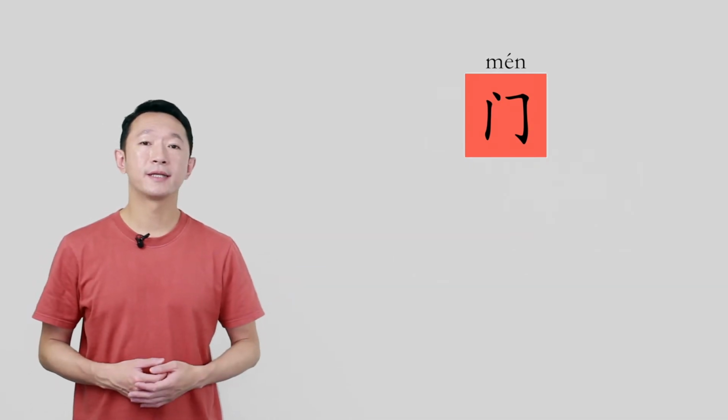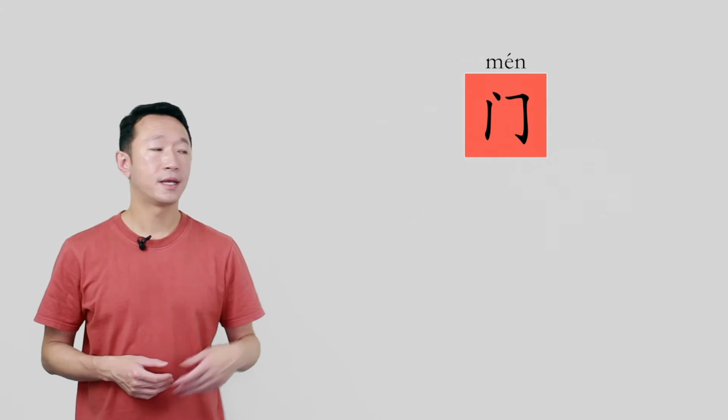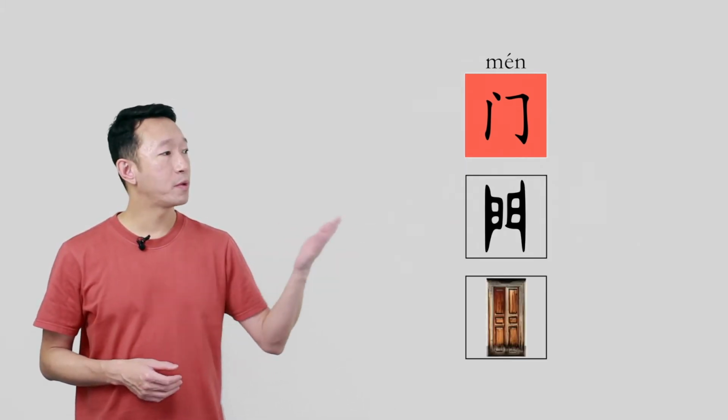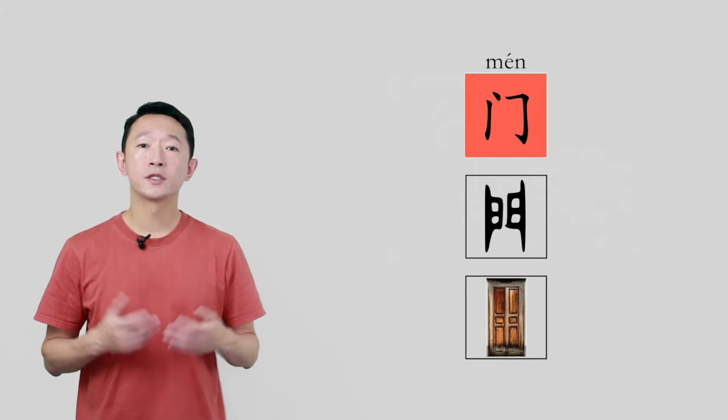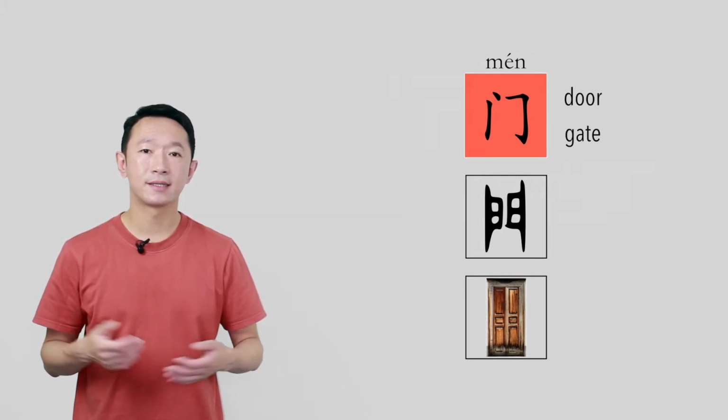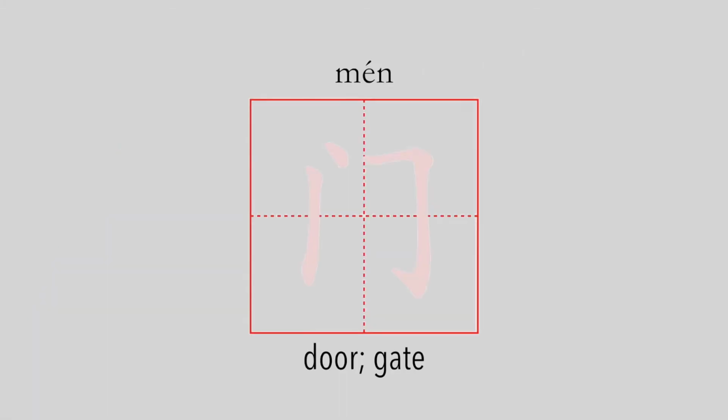This character is 门. The ancient form of 门 is like this. It looks like a double-leaf door. So the meaning of 门 is door or gate. 门 is written with 3 strokes. 点 should be written first, then 竖 and 横折钩.